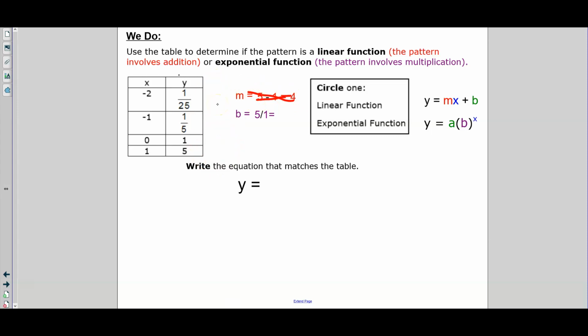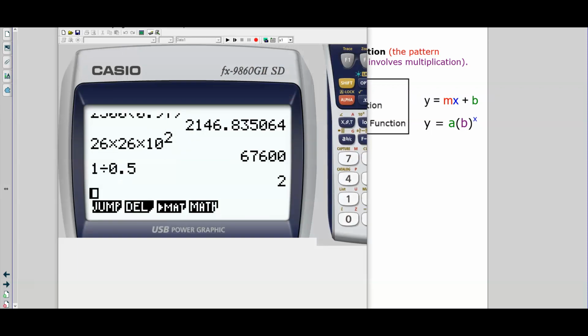And then we take a look at the other option. The other option is if I have 5 and then divide the number before it, which is a 1. So that means if it's a multiplier of 5, let's see if that works. So if I do 1 over 25 and multiply by 5, kind of hard to tell with that one. So let's get my calculator out.